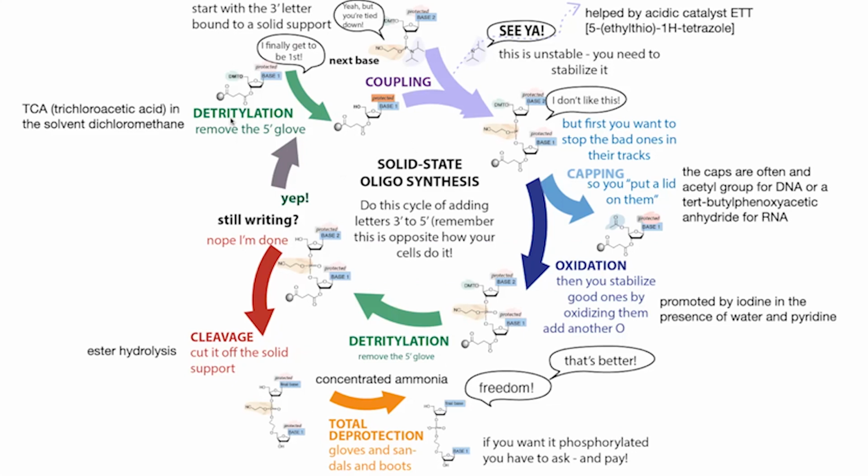And so this is going to be a detritylation step, just like we had in the beginning, where we can use acid in order to get that to come off. Now we have that free 5' OH. And now what are we going to do?